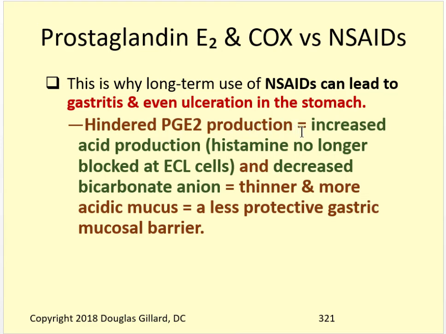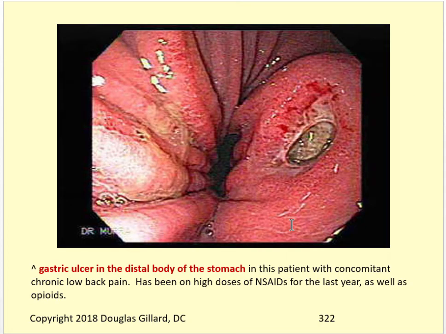If you hinder PGE2 production, you increase the production of acid because PGE2 can no longer block the release of histamine from the ECL cells. We're going to talk about this specifically. And it decreases bicarbonate. We'd already talked about that. It decreases bicarbonate ion, so therefore the gastric mucosal barrier will be thinner. It'll be more acidic. It'll be less protective. Okay, so it opens up the stomach to damage and pain and ulcers and all sorts of stuff.